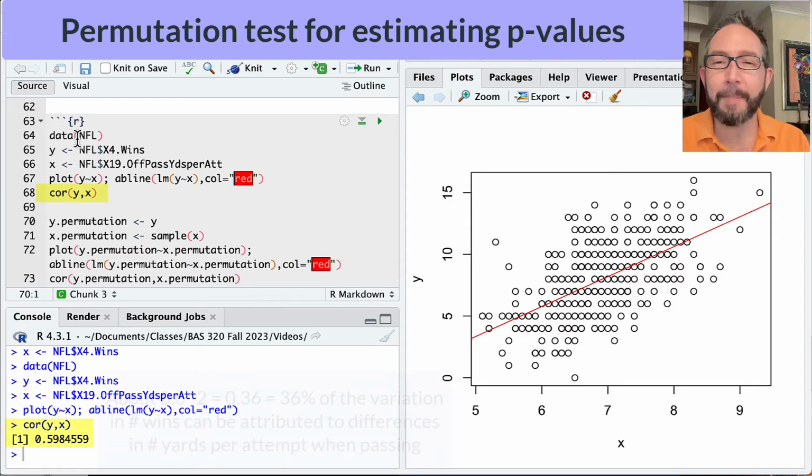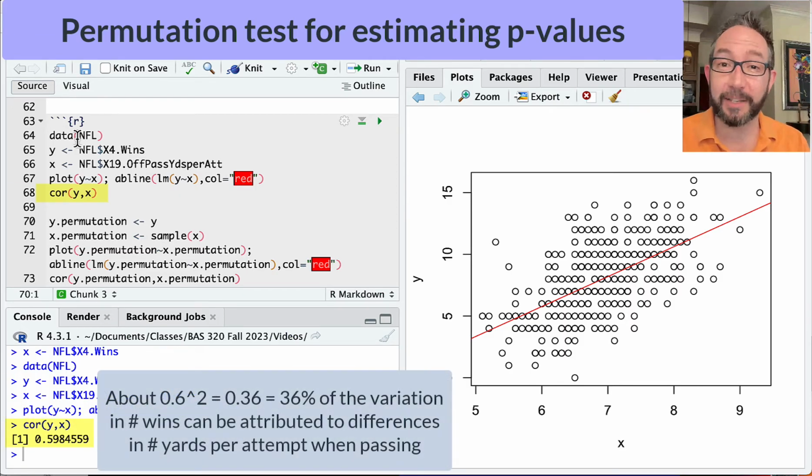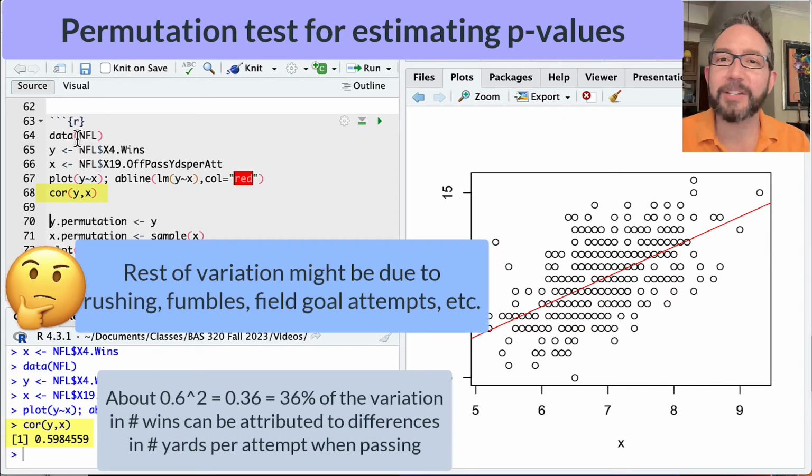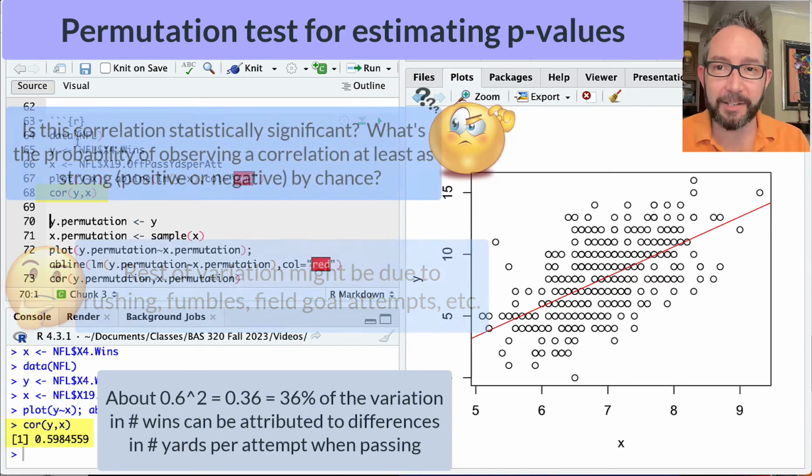So squaring that, about 36% of the variation in the number of wins over the course of the season can be attributed to differences in this metric, the number of offensive pass yards per attempt. The other 60 or so percent must be due to other factors that might be in the data. And this is a pretty strong correlation. And so we'd like to know, is this statistically significant?